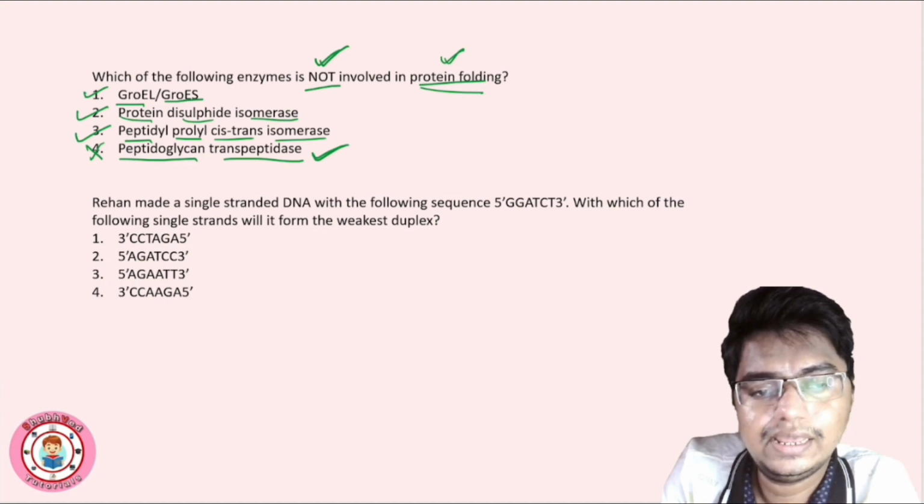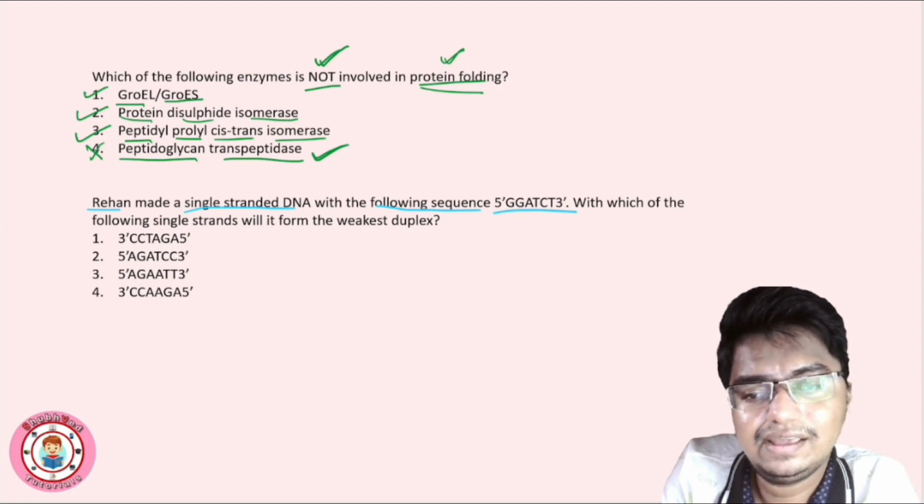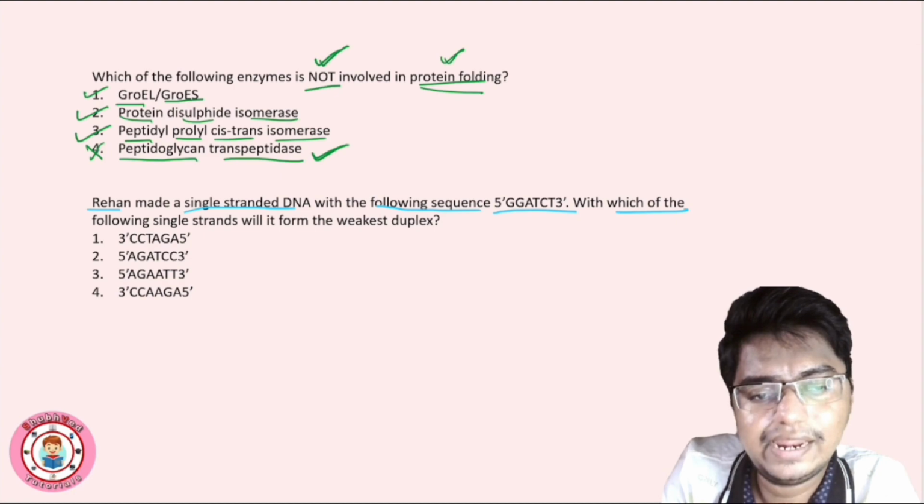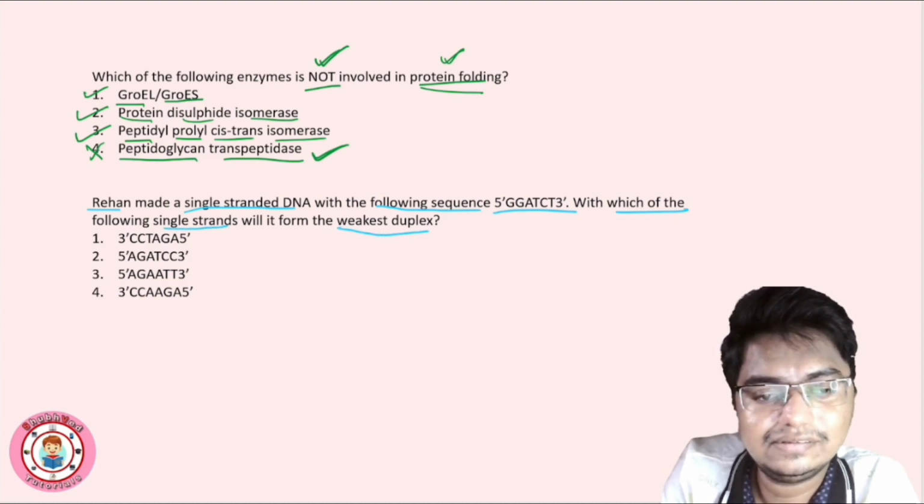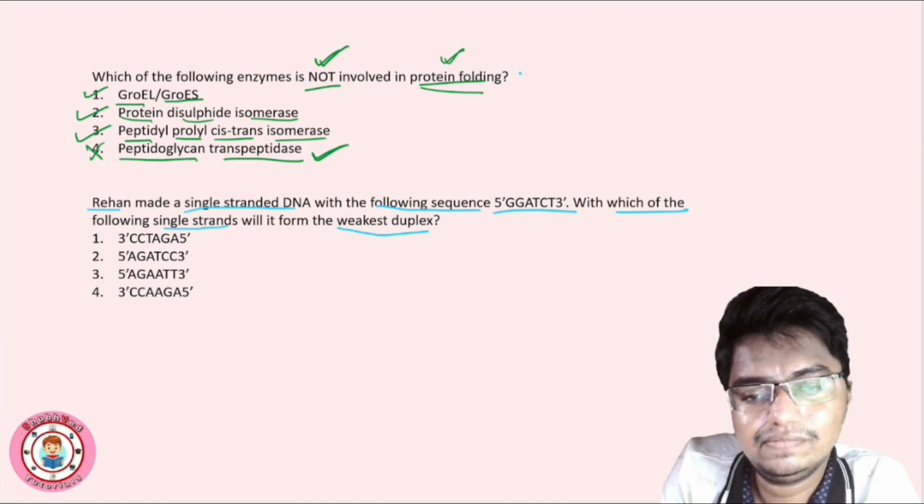Now next question. Rehan made a single stranded DNA with the following sequence, 5' to 3'. Which of the following strands will it form the weakest duplex with? Okay, weakest duplex it will form with. See, now this is very easy to solve. How? Here is the 5', here is the 3'.